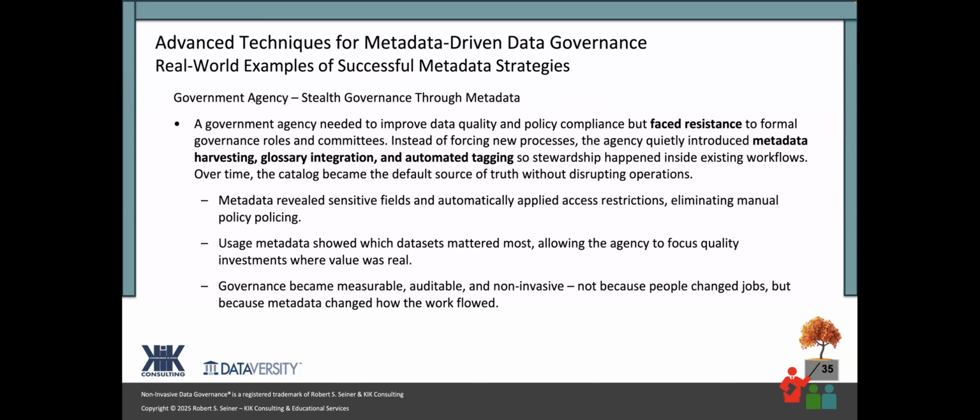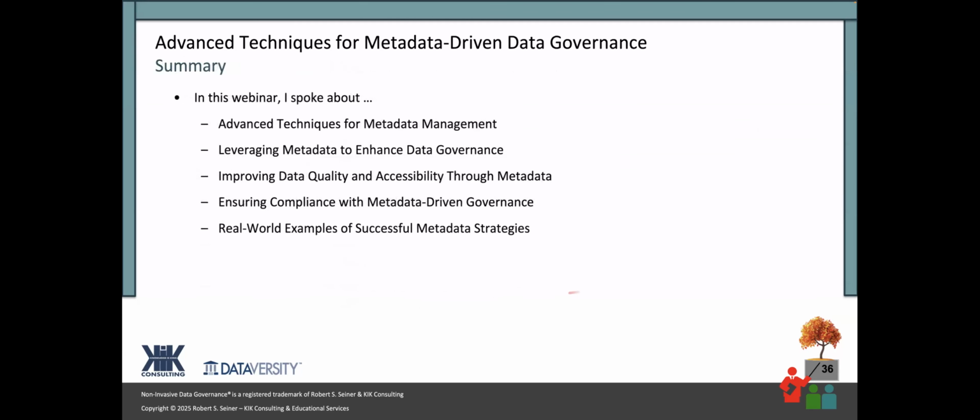So again, these are examples from 4 widely different industries, and they all understand that if they are going to be successful with their governance, metadata is going to be an important part of that.